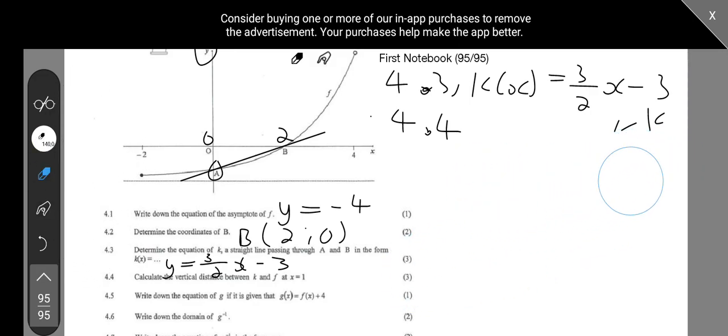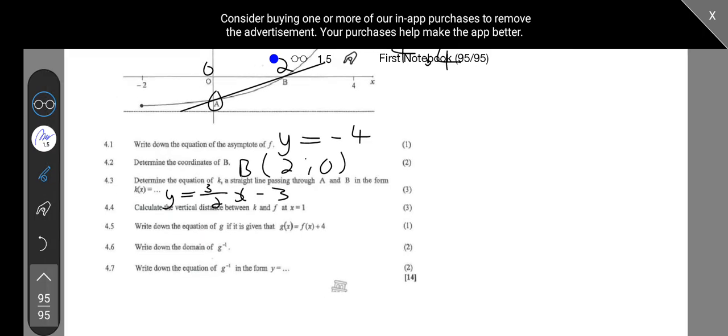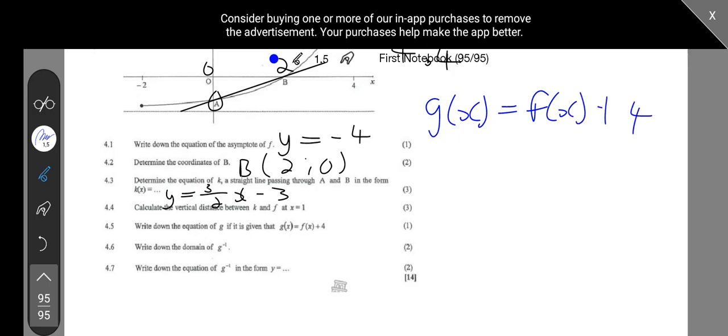So I'm going to erase here. And then they say to you, we're moving to 4.5. Determine the equation of g, given that g of x is equal to f of x plus 4. Okay. So they're saying to you, g of x is equal to f of x plus 4. It's very easy to interpret this. This is for 1 mark. It means we don't have to sweat a lot.